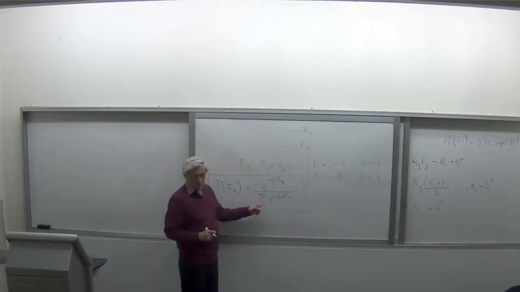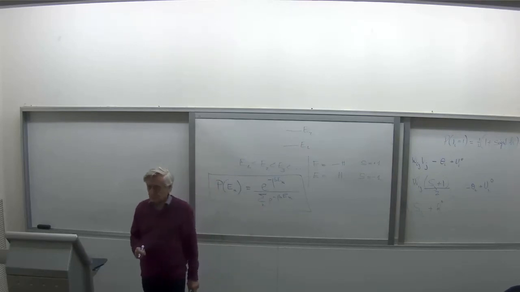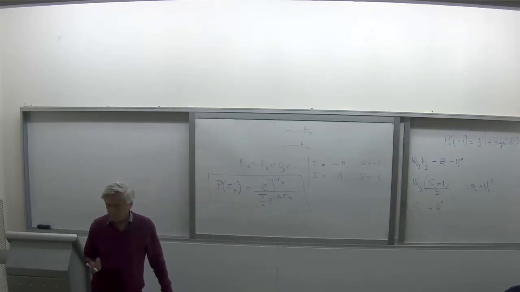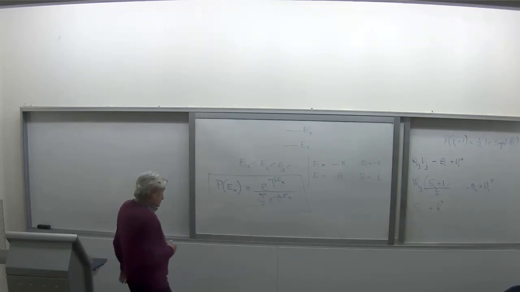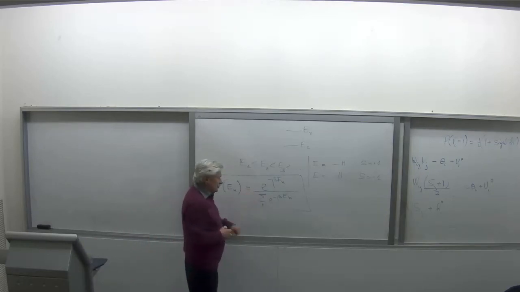And the denominator, of course, we need to normalize these values, because these are probabilities. So the sum over all possibilities, the sum over all k, has to be equal to 1. And this is what is assured here.